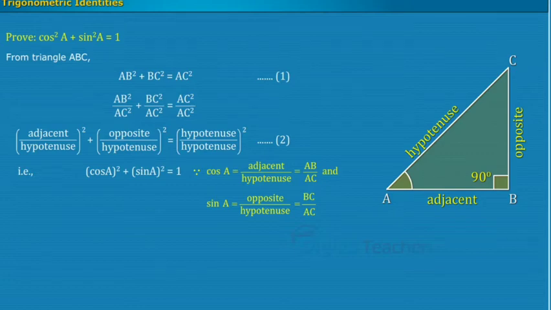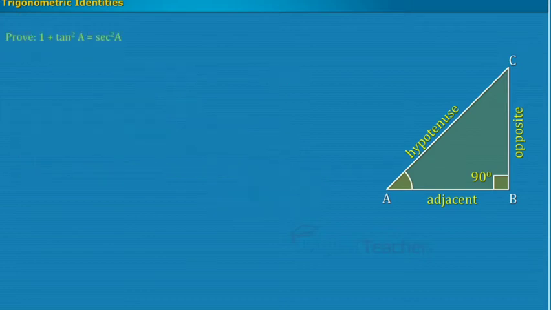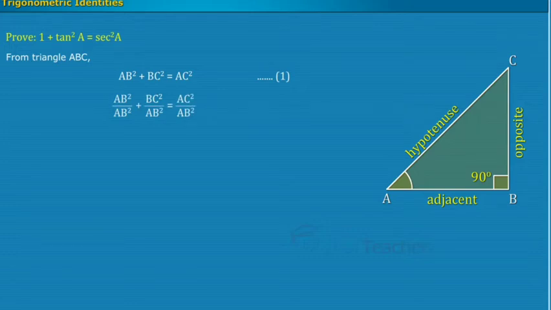Now, let us derive another such identity. Proof. Let us consider a triangle ABC with right angle B. From Pythagoras theorem, we have equation 1. Now, divide with AB square on both sides of equation 1. We get as shown on screen.